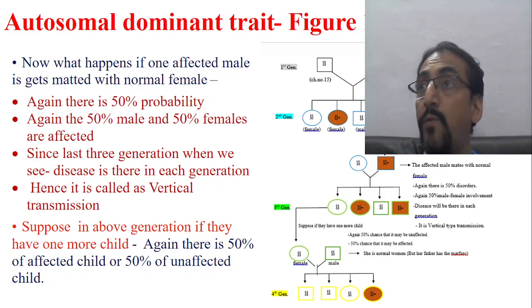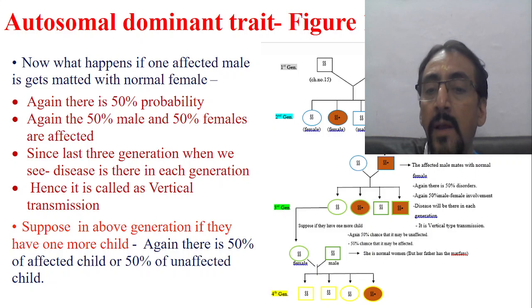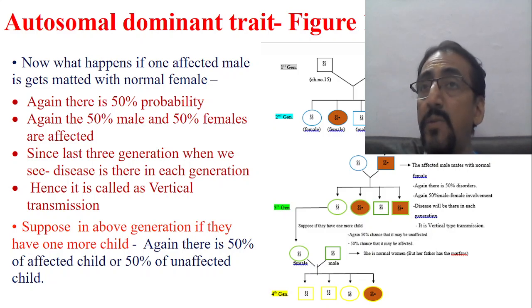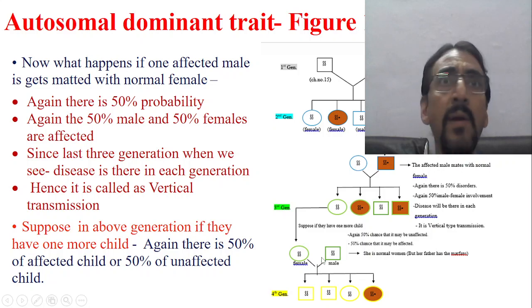If they have four children, again 50% are male, 50% are female. In the disease, if it occurs, 50% male should be affected, 50% female should be affected. But here she is not having any disease. She is normal. Male is from a different family.